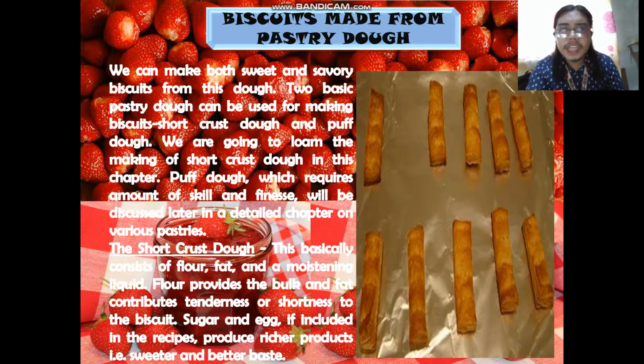These are the examples of the biscuits made from pastry dough. I am not going to discuss it in much depth, because I believe that you know what pastry dough is and the possible ingredients for that particular recipe. I bet that you know this already. So we have here the example. Just take a look at this.